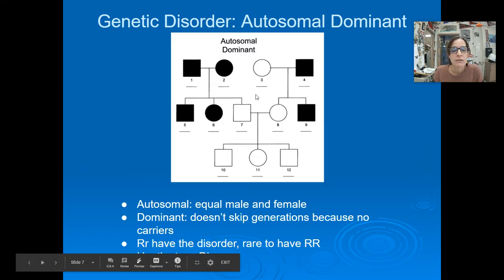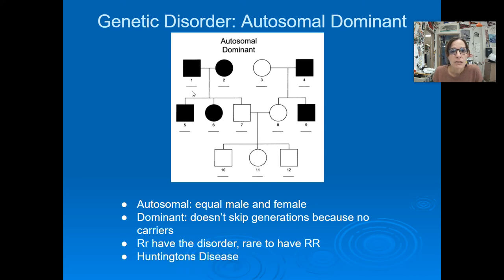So another genetic disorder type of inheritance is autosomal dominant. And autosomal dominant, again, you're shaded in if you have it. So that means that people who are autosomal dominant have to have at least one big R. So everybody who's shaded in is big R something, usually big R little r, because big R big R is lethal. And then the people who aren't shaded in are little r little r.